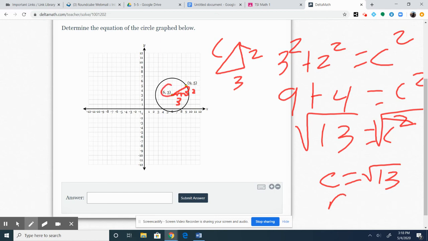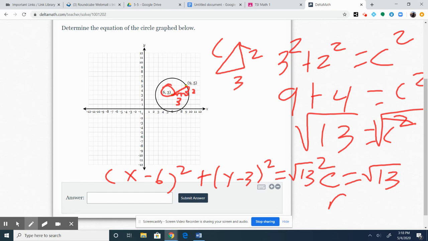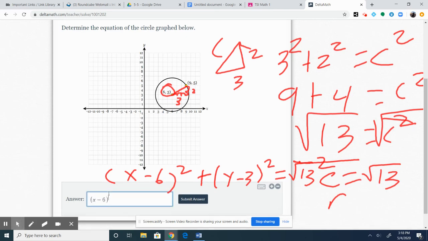So using the center, we're going to write our equation, which should be (x minus 6) squared plus (y minus 3) squared is equal to the square root of 13, squared. And remember that the square root of 13 squared will cancel out. So our final answer should be written like this: (x minus 6) squared plus (y minus 3) squared is equal to 13.